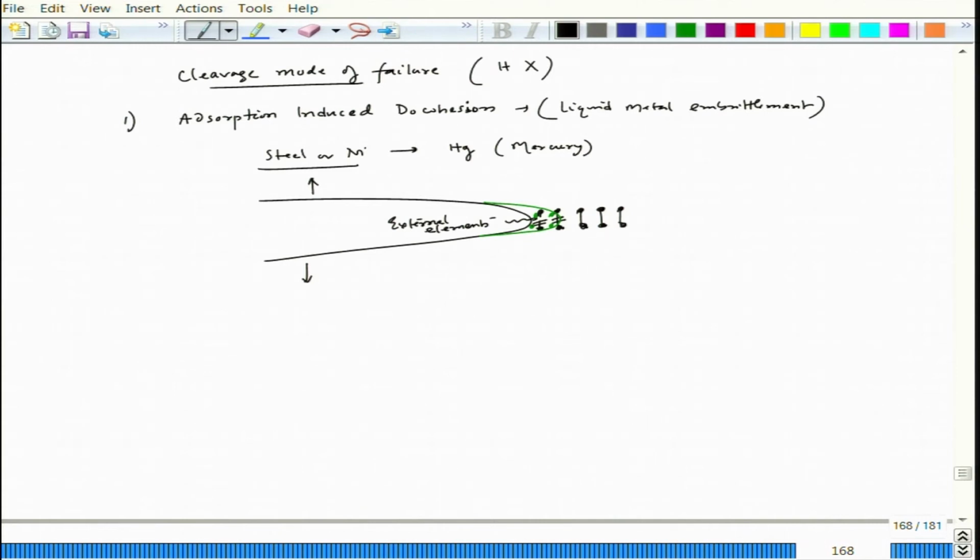Okay. Now, there could be a possibility of tarnish rupture.